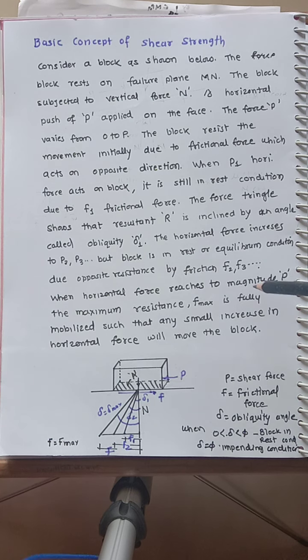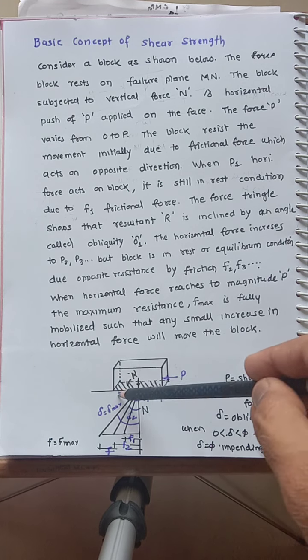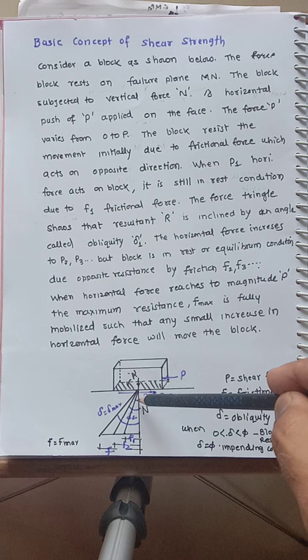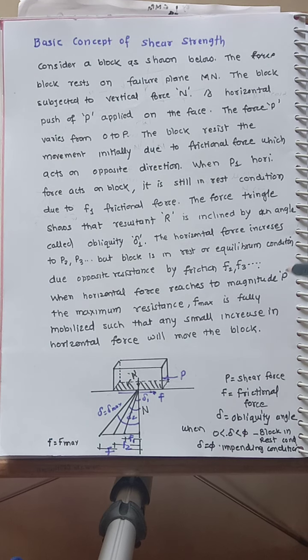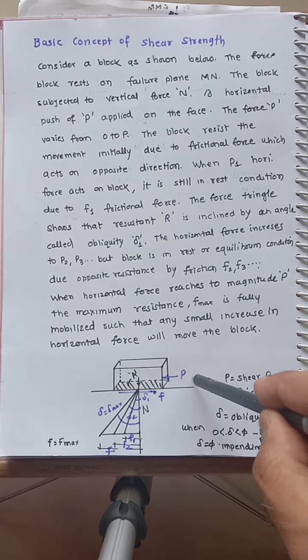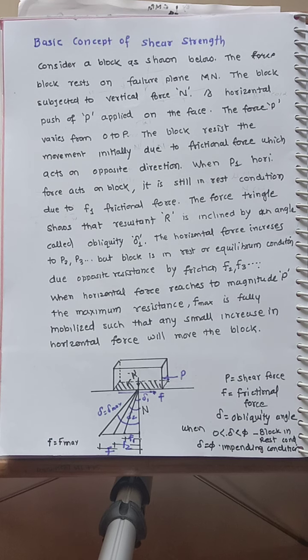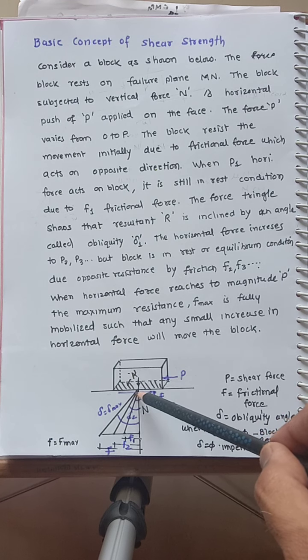In this way the force is applied from P1, P2, P3, and still the block is in the rest condition. That means the friction is also increased proportionately, and this delta also increases. Now at a particular magnitude of P, beyond that a certain maximum force is developed.